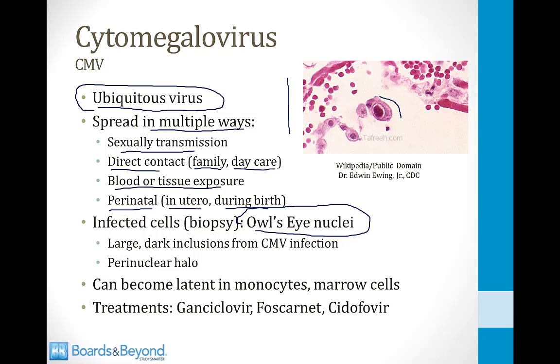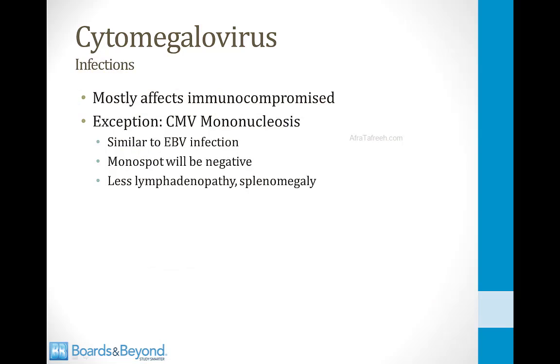This virus can sometimes become dormant and lie latent inside of monocytes or marrow cells, and there are several unique drugs to treat cytomegalovirus infections. These include ganciclovir and foscarnet and cidofovir, and I talk about all of these in the module on antiviral drugs. So as I said before, this virus is mostly a problem for people who are immunocompromised.